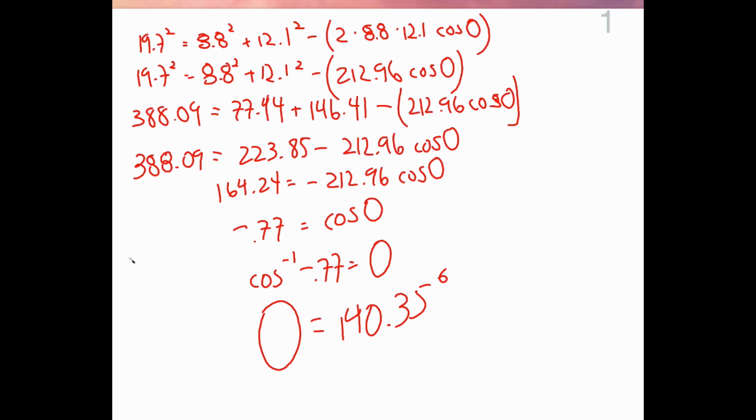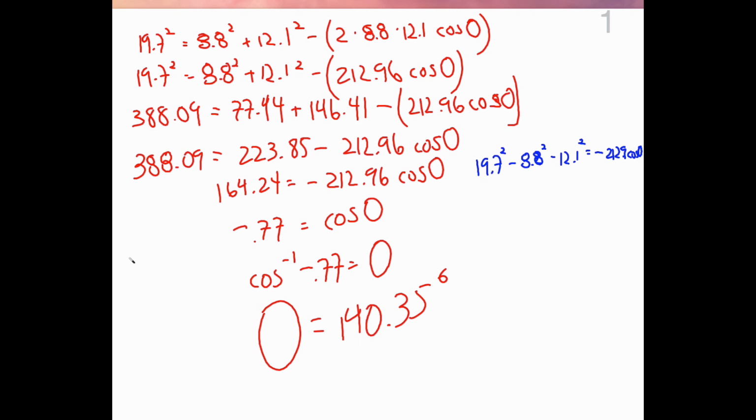I would start by taking the first line and moving the squared terms over to the other side without multiplying it out, because I'm going to let the calculator do the grunt work. I'm going to take 19.7 squared minus 8.8 squared minus 12.1 squared, and that's going to be equal to negative 212.96 times the cosine of O. That's going to save me a little bit of calculation and writing stuff out.